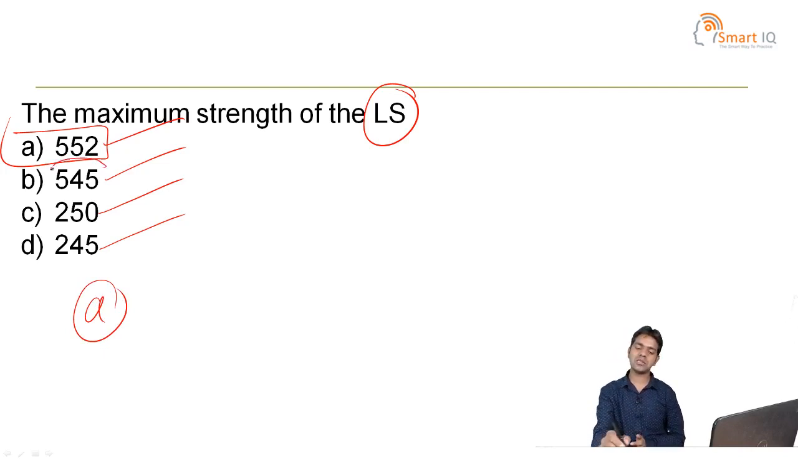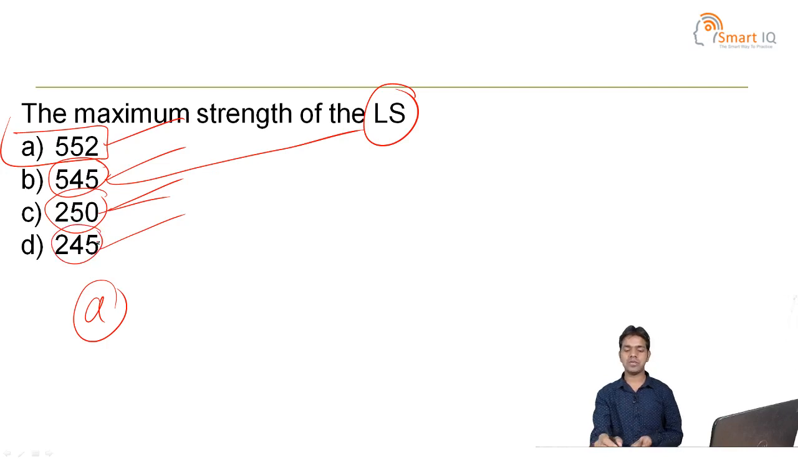The present strength of the Lok Sabha is 545. The total maximum strength of the Rajya Sabha is 250. The present strength of the Rajya Sabha is 245. So that is the reason answer 552 is the correct answer regarding the maximum strength of the Lok Sabha.